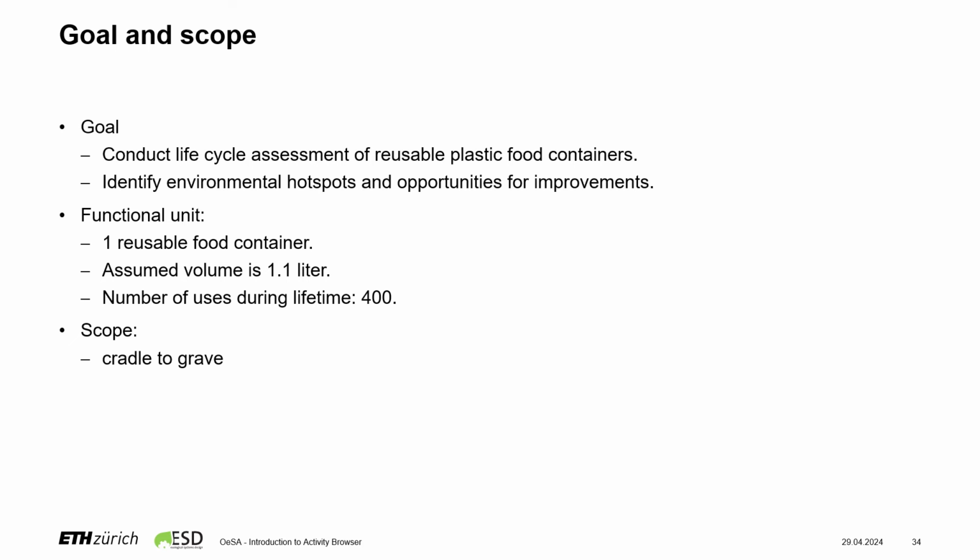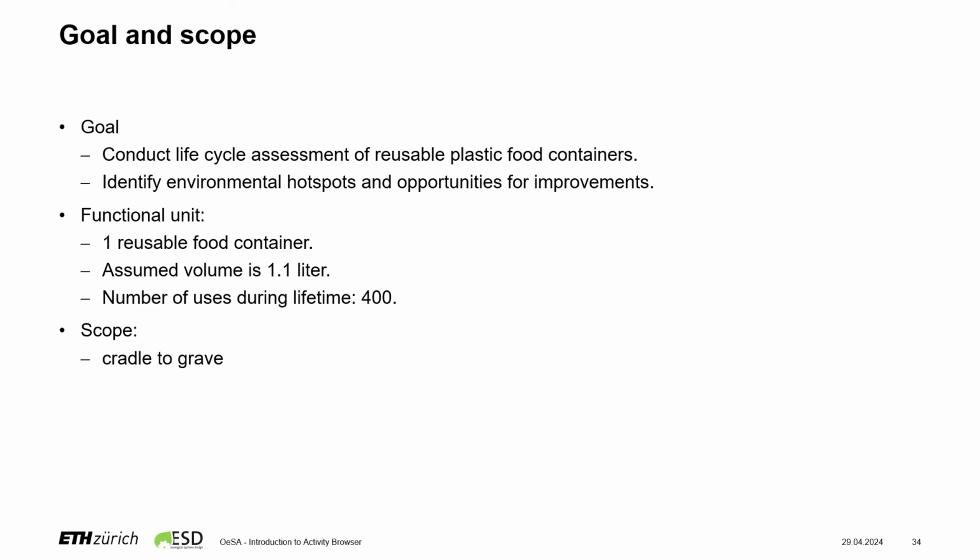The functional unit here is one reusable food container. The assumed volume is 1.1 liter, and the number of uses during its complete lifetime is around 400. So you wash it 400 times. Scope is cradle to grave.